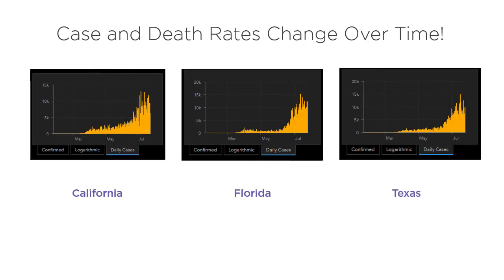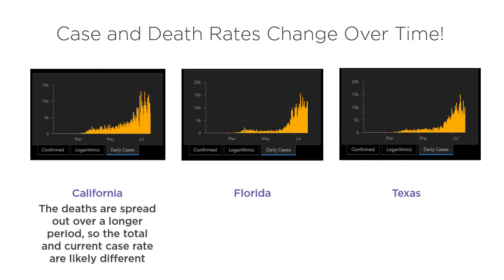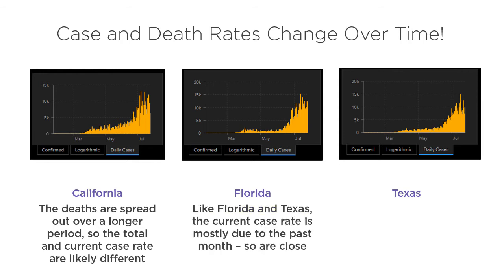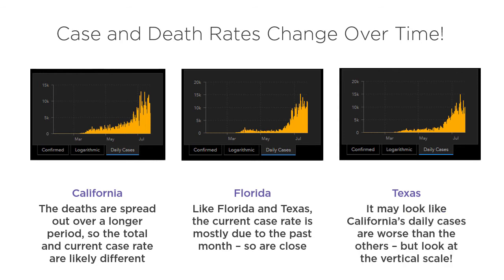California was hit hard in March and April, much harder than Texas and Florida. So these cumulative numbers tell a story of how states have done overall, but don't help much when it comes to determining how they are really doing now. Also, when comparing charts side by side, be sure to examine the scales. Differences in scales can mislead you.